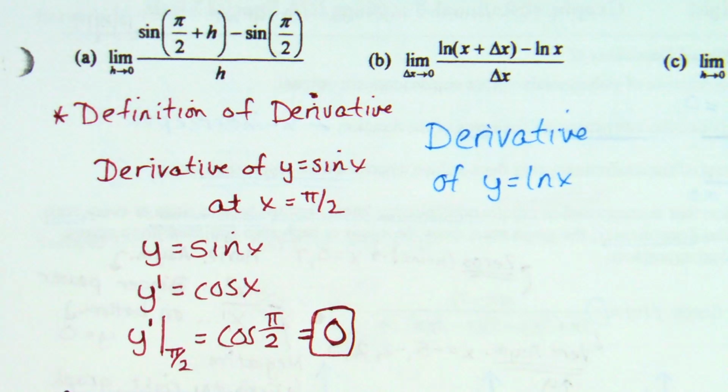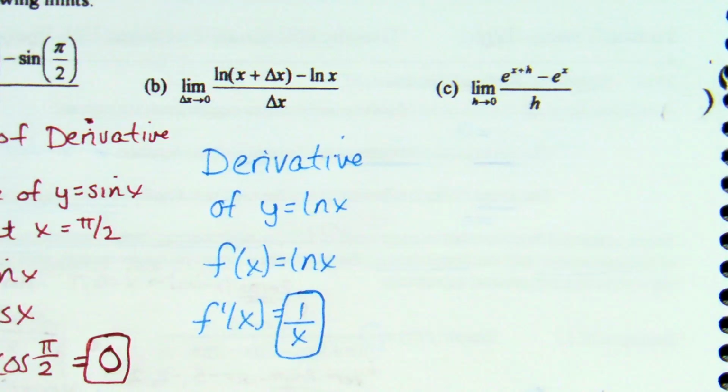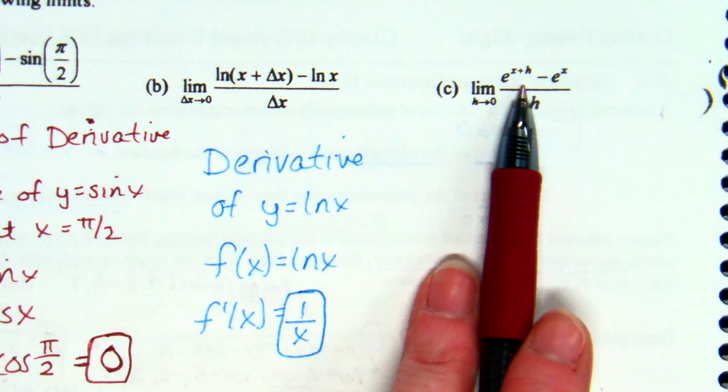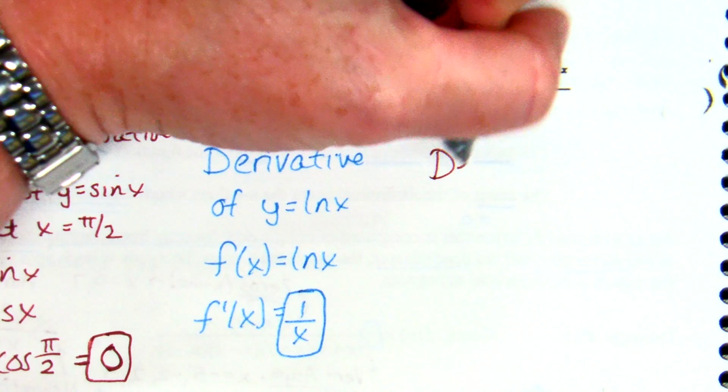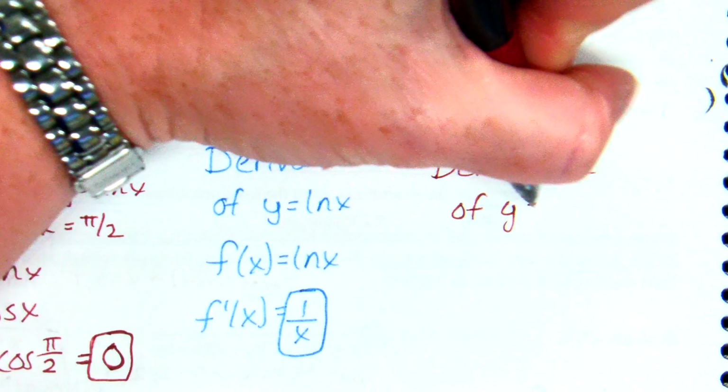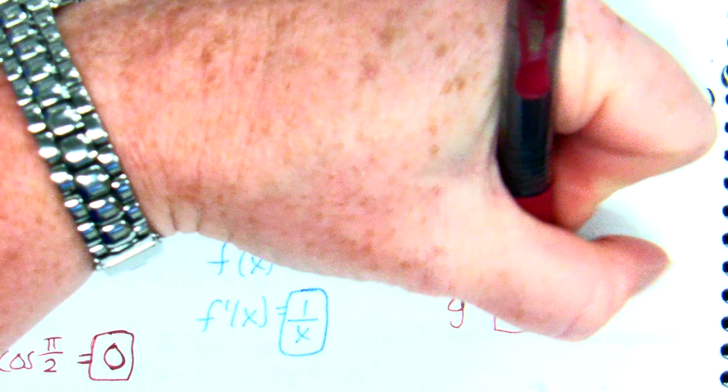And the last problem. What is this? e to the x plus h minus e to the x. This is a derivative of e to the x. It just says e to the x in the problem, so again, just a derivative of e to the x. So, yep. Derivative of y equals e to the x. Well, if y equals e to the x, then y prime is e to the x. And I got it done before the bell rang.